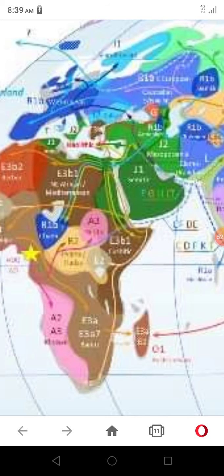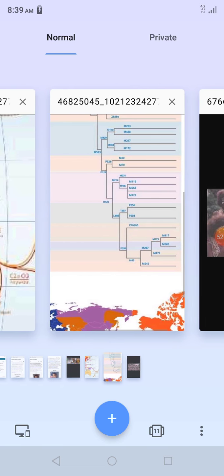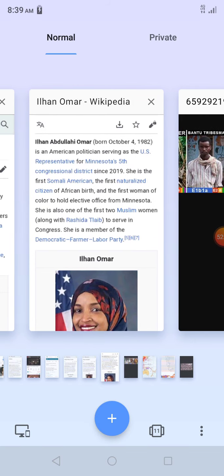And then you have Madagascar. That's an interesting place. Madagascar. Let's see. And that's about it with this. I just wanted to share a little bit about that with y'all.